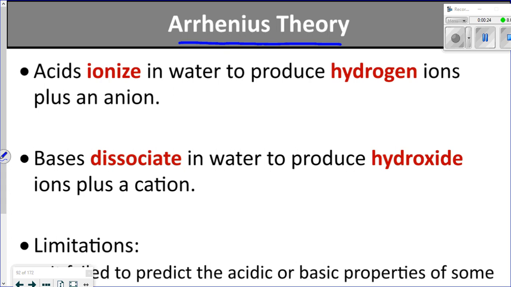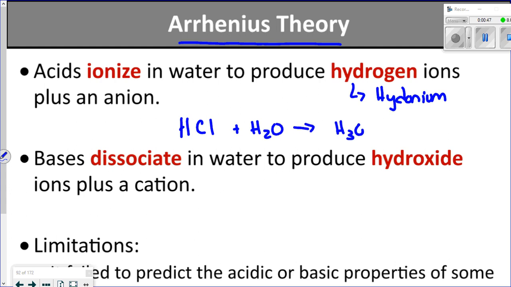The Arrhenius theory uses the following data. Acids are substances that will react with water to produce hydrogen ions plus an anion. Really the hydrogen ion is that hydronium ion. So if I'm just imagining what an acid reaction looks like, I know hydrochloric acid is an acid. When it reacts with water, we're producing hydronium and the anion, so the anion chloride.